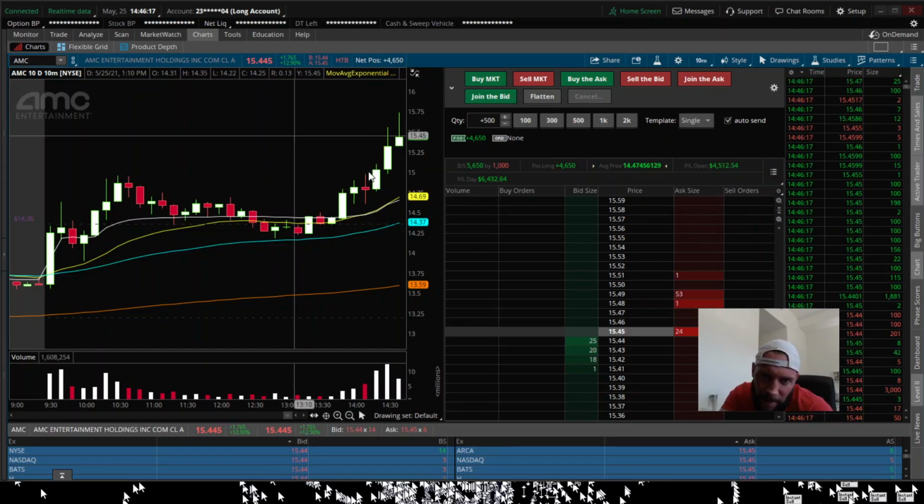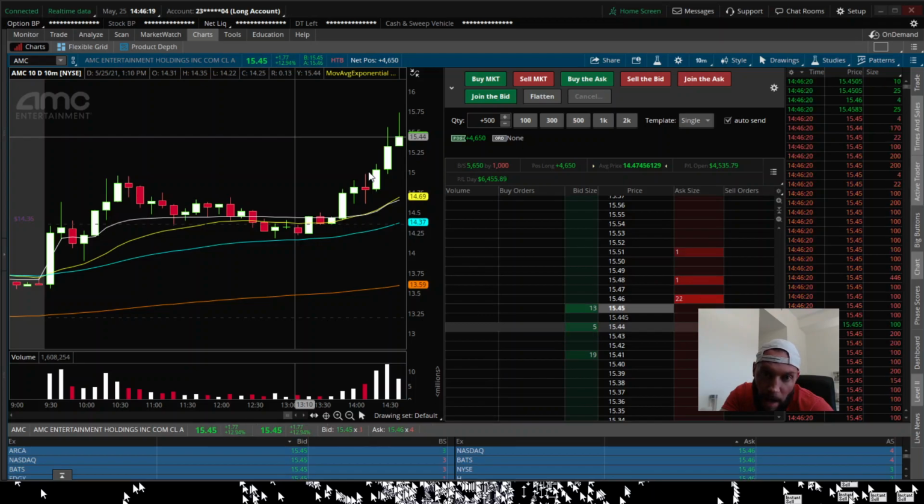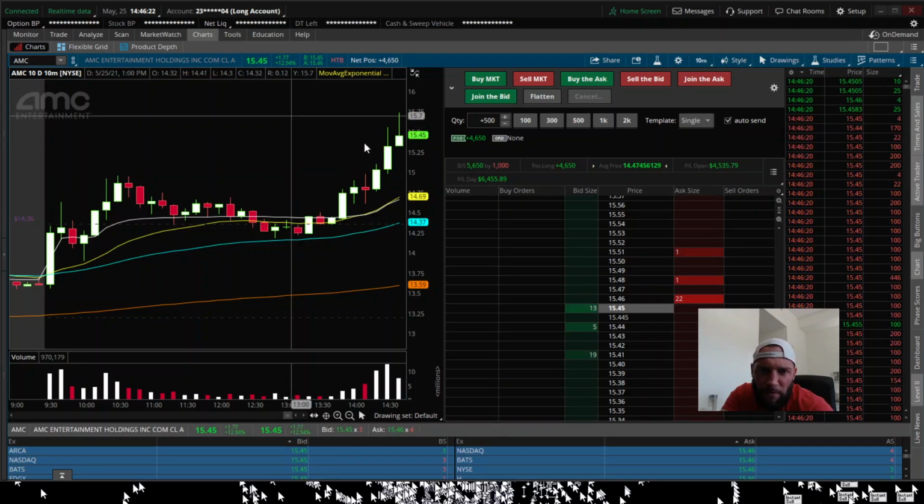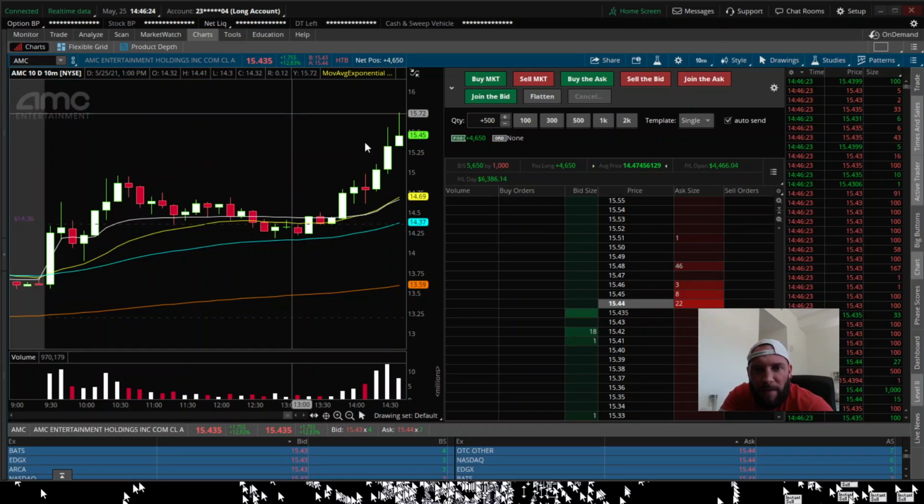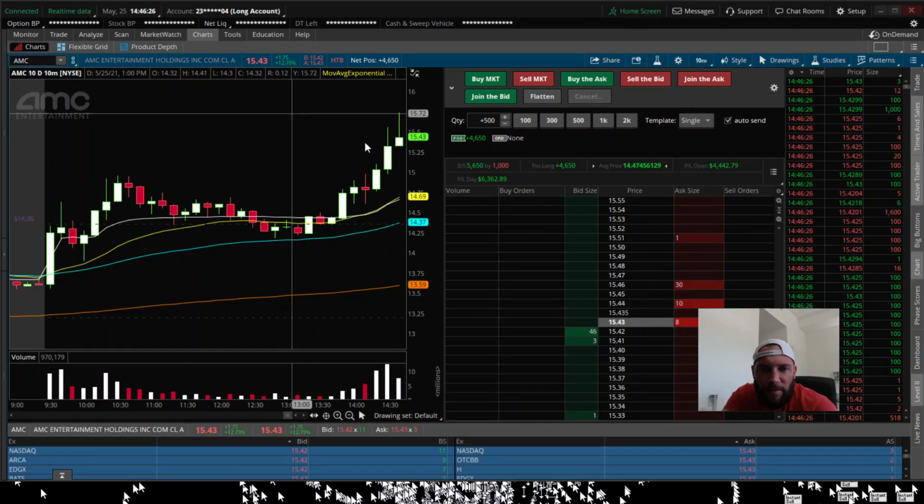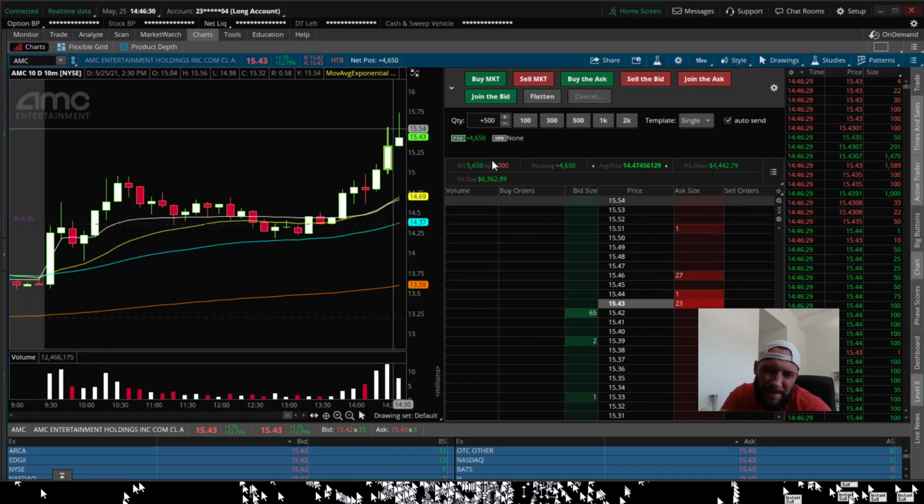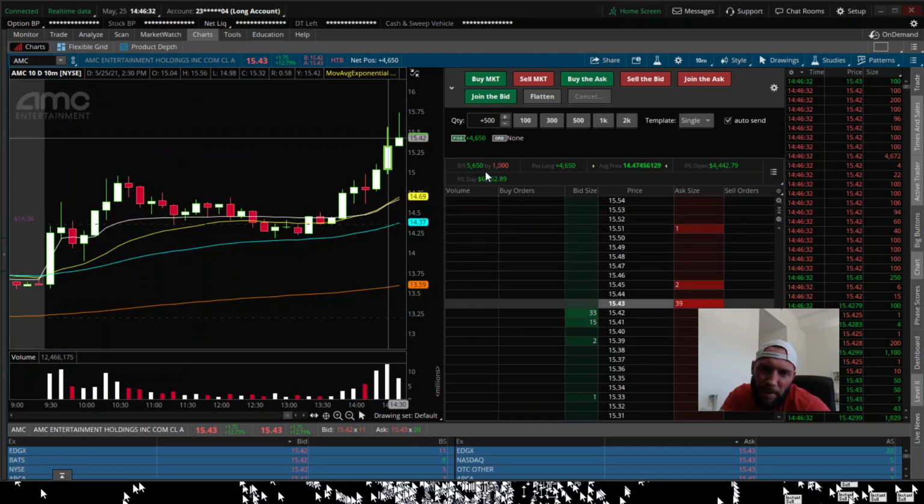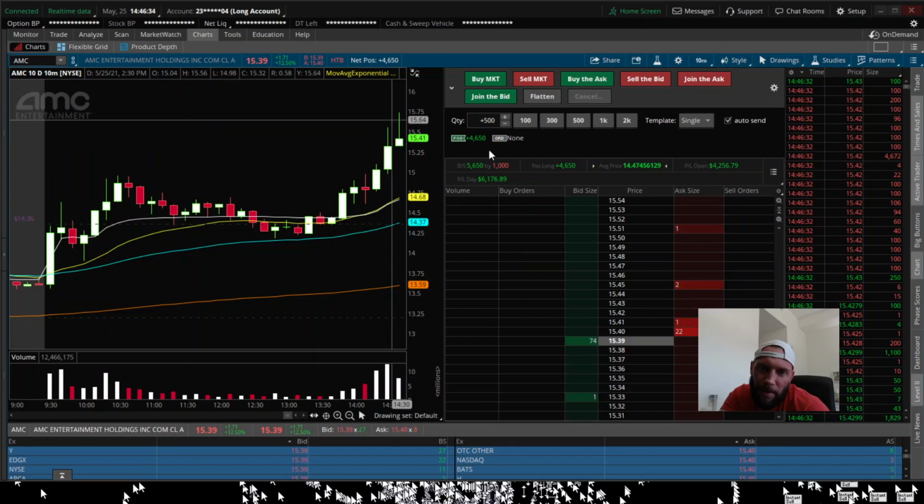See, now I don't like this candle here. It's $15.44 now, 55, 65 cents. So we dropped about 30 cents. This is not a bearish candle, but look, the price got all the way up here.